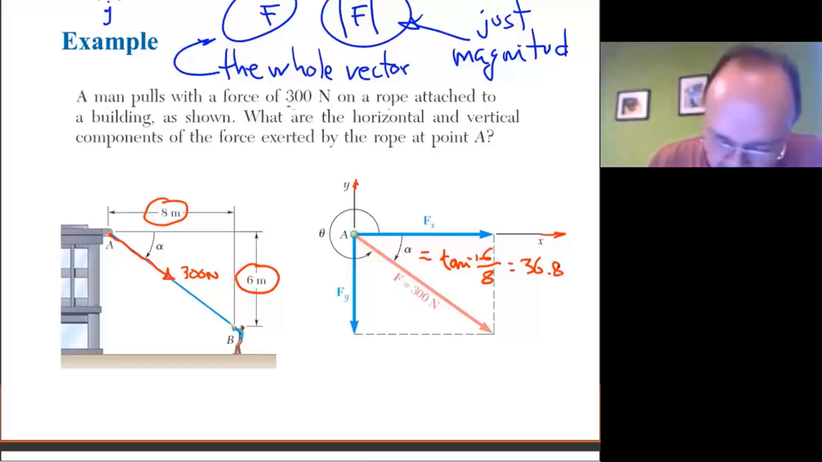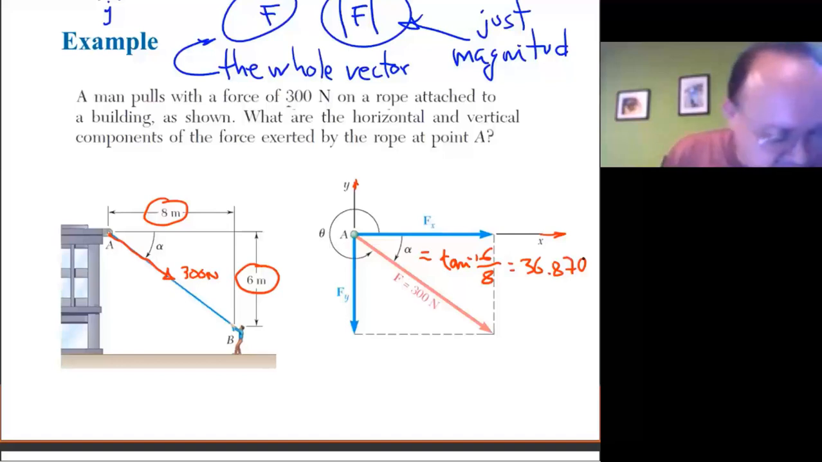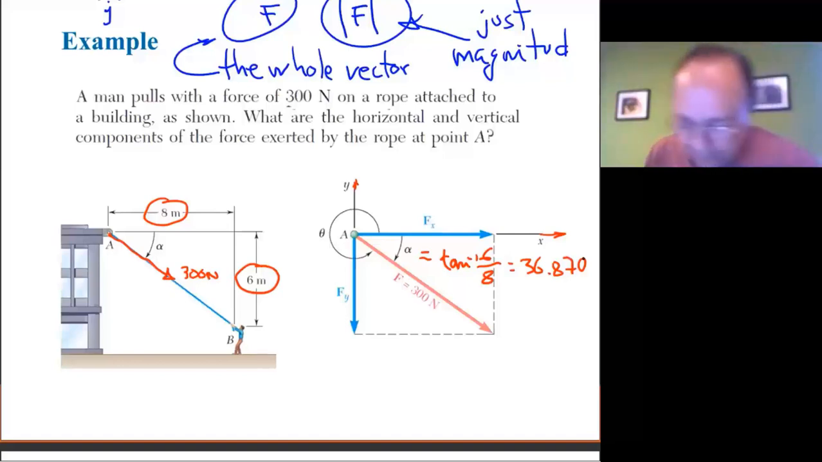36.870, right? If we are doing 5 digits, because it's an intermediate calculation, I hope many more people are doing it on their own calculators at home, so you can verify these numbers. This is an intermediate calculation, so I am doing 5 significant digits. Now that we have alpha, we can find Fx.